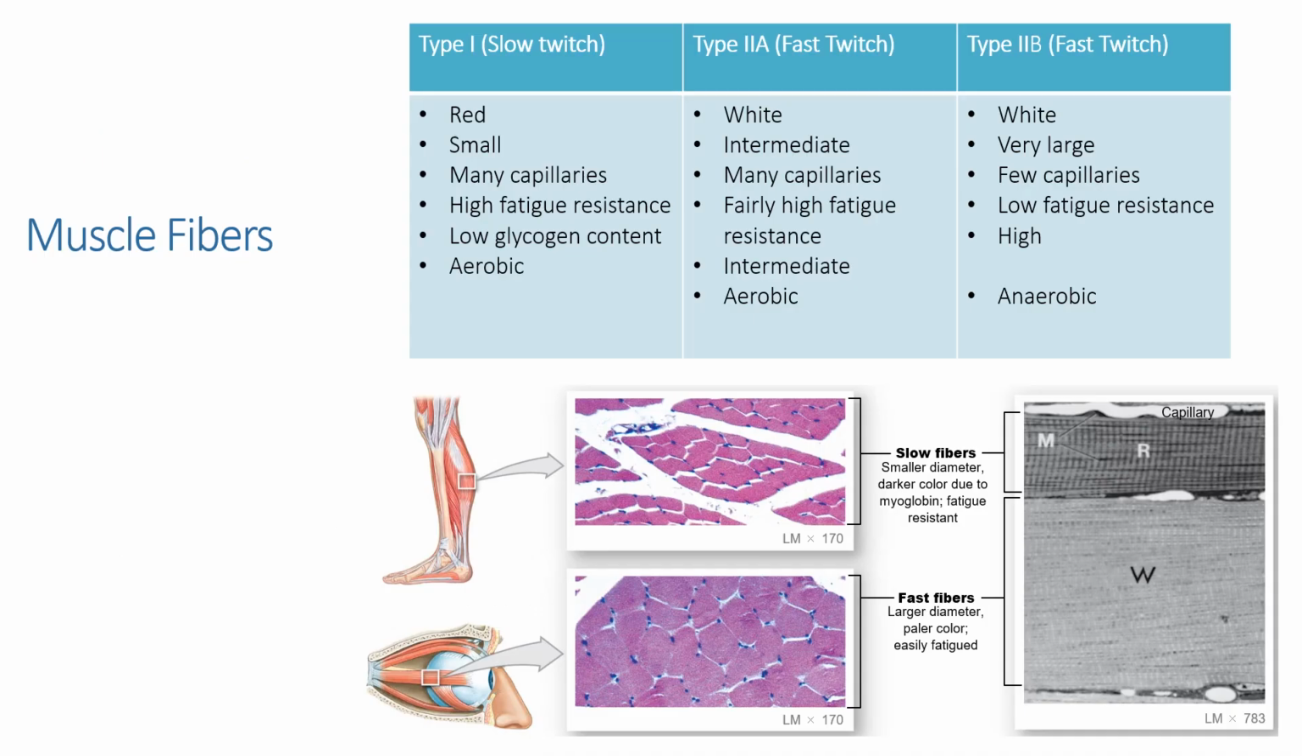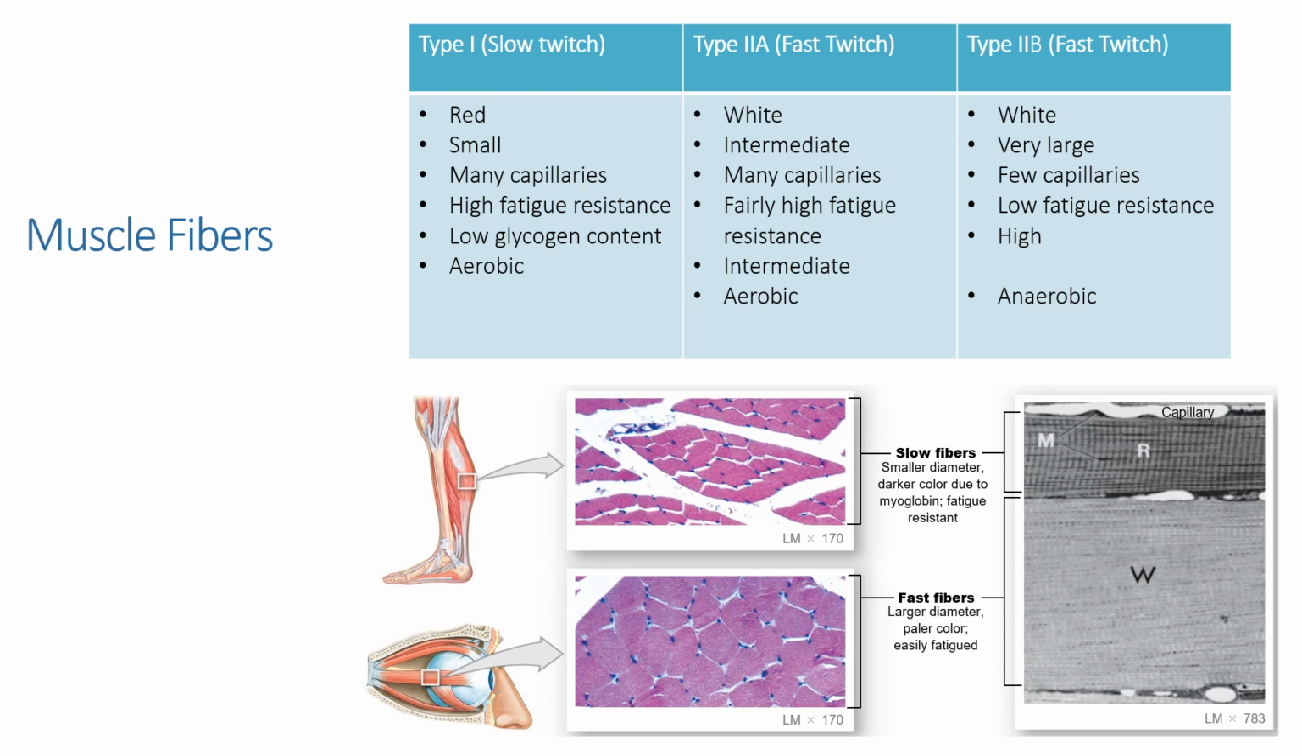Muscle fiber types. We have type 1, slow twitch or red oxidative. The characteristics include fatigue-resistant fibers, red in color due to high myoglobin and capillary content, and high oxidative capacity, which means that it relies on aerobic metabolism. Their function: they are suited for endurance activities requiring sustained muscle contraction over time. An example would be marathon running or cycling.